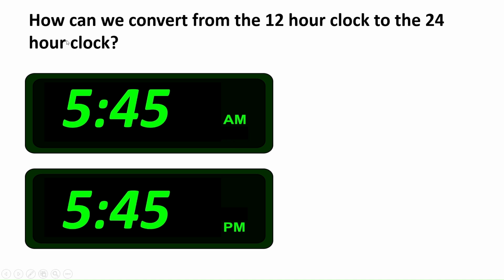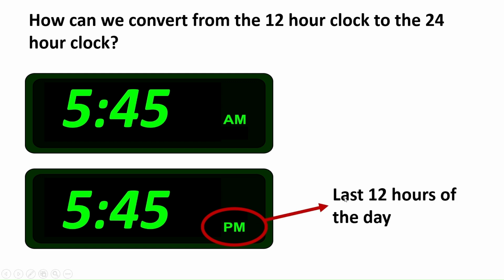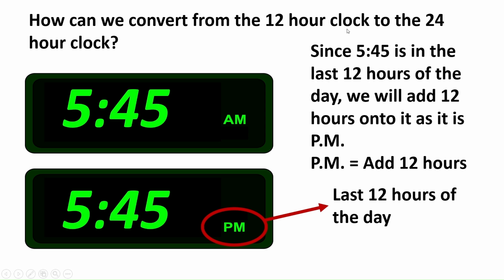Now let's look at the other clock. We can see that the other clock has the ending of PM. We know that the ending PM means that we are talking about the last 12 hours of the day. Now, since 5:45 is in the last 12 hours of the day, we will have to add 12 hours onto it as it is PM. When we say PM, we need to add 12 hours.